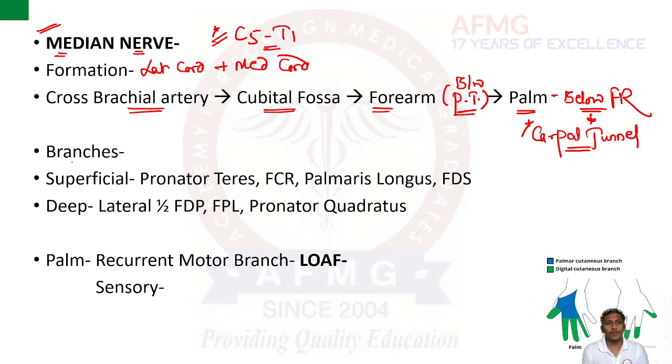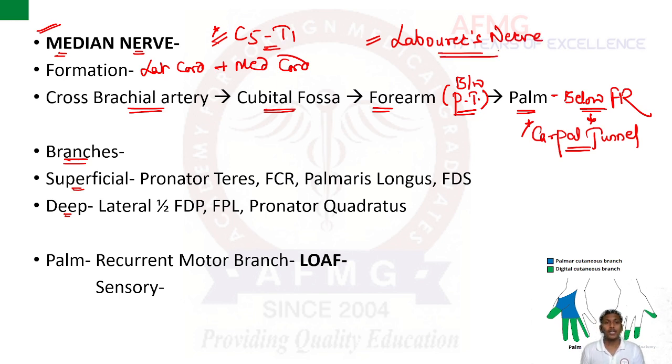Now if I talk about the branches of your median nerve, guys, it has some superficial branches and deep branches, all of which are responsible for innervating the flexors of the forearm. The median nerve is the most predominant nerve responsible for innervating the flexors of the forearm. The flexion action of the forearm is mostly needed in the case of laborers, and therefore the median nerve is also known as the laborer's nerve.